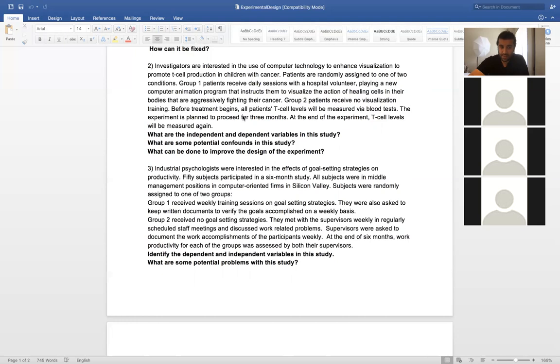Before treatment begins, all patients' T cell levels are measured via blood test. The experiment is planned to proceed for 3 months. At the end of the experiment, T cell level will be measured again. So what do you think the independent and dependent variable is in here? Remember, the thing that we want to measure is always our dependent, and the thing that we are changing to see what we want to measure is going to change, that's our independent variable. If that made any sense.